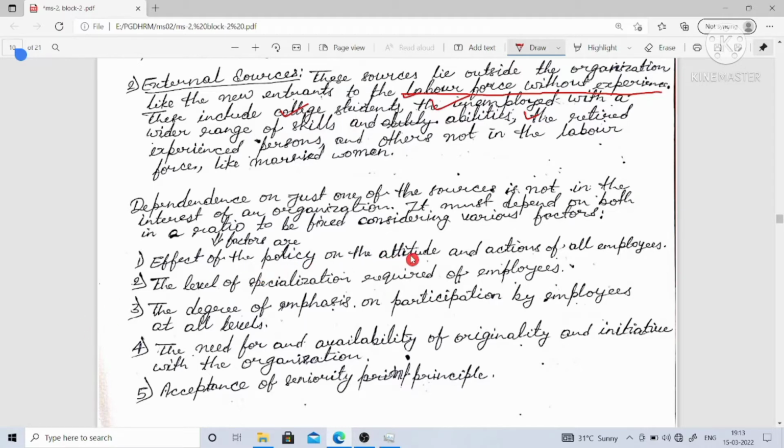So here, given effects of policy on the attitudes, because if the organization is going to hire from the external source, then in that case people who already have skills and knowledge will feel bad, and their attitudes will change, and they will not give their best to the work. So that's why the organization should consider all these factors.